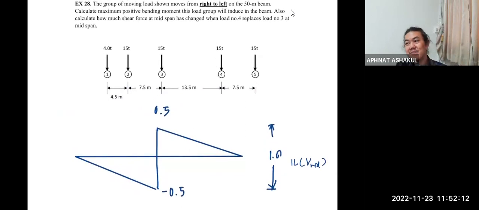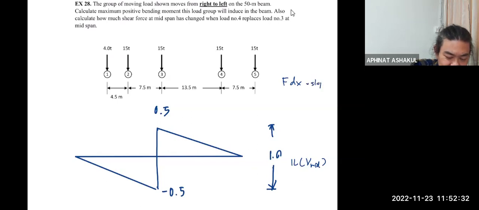Okay. Remember the increase-decrease method? It is the force multiplied by dx multiplied by slope, right? So I don't remember how I tried it.